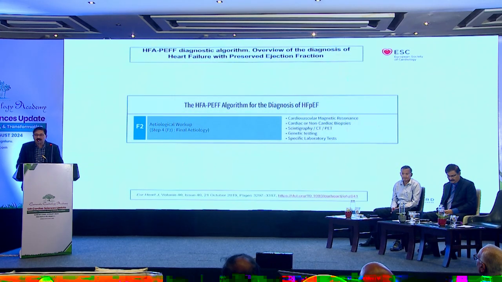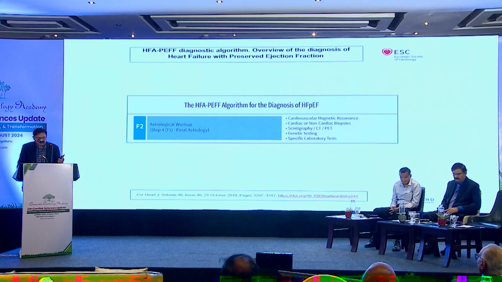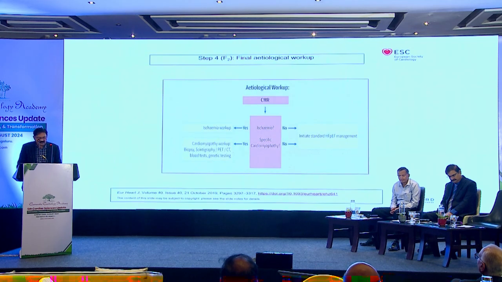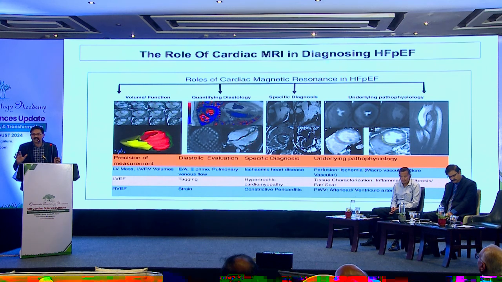Next up are the other more advanced ways in which you can investigate the patient, including cardiac MRI, cardiac biopsies, scintigraphy or CPET, genetic, and of course specific laboratory tests including a biopsy. So I'll quickly run through that. You can get an etiological workup based on the cardiac MRI. So in one slide, if I have to tell you what is the utility of cardiac MRI in heart failure with preserved ejection fraction, here it is. Precision of measurement in terms of LV mass, LV volumes, RV volumes, and so on.